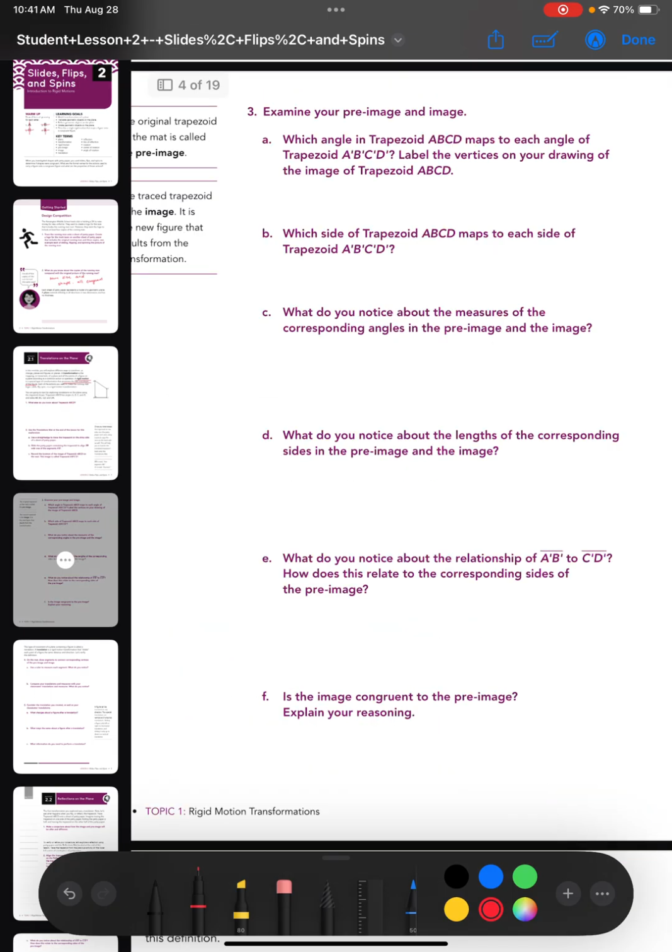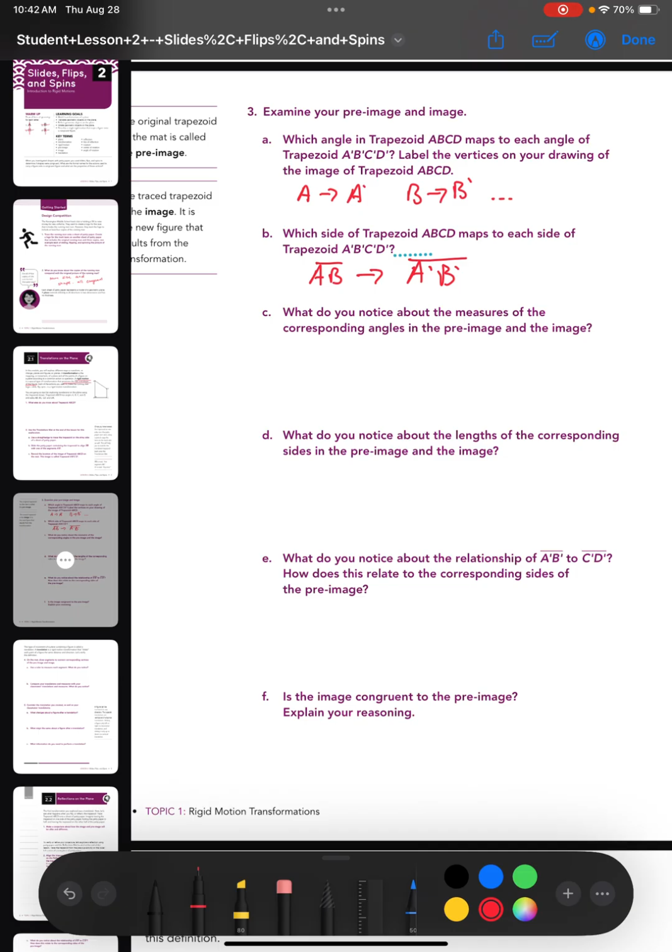Okay, so we got into that. So which angle in trapezoid ABCD maps to each angle of the new trapezoid A'B'C'D'? The angles map to the exact angles they correspond with there. So A to our new A, B to our new B, and so on. Which sides of the trapezoid correspond to the sides of our new trapezoid? Again, they're going to match up perfectly. So like AB is going to go to our new AB.